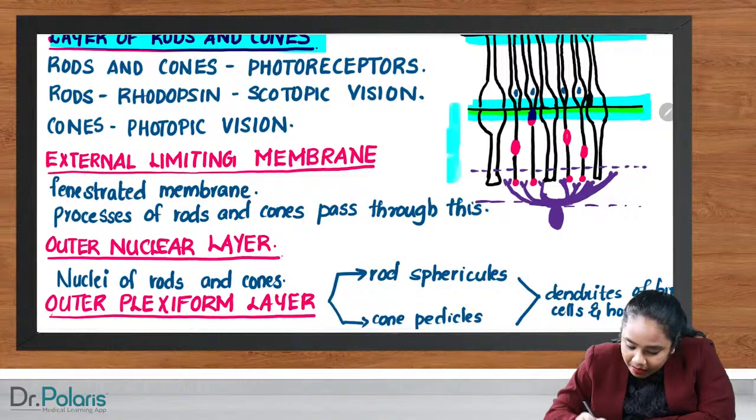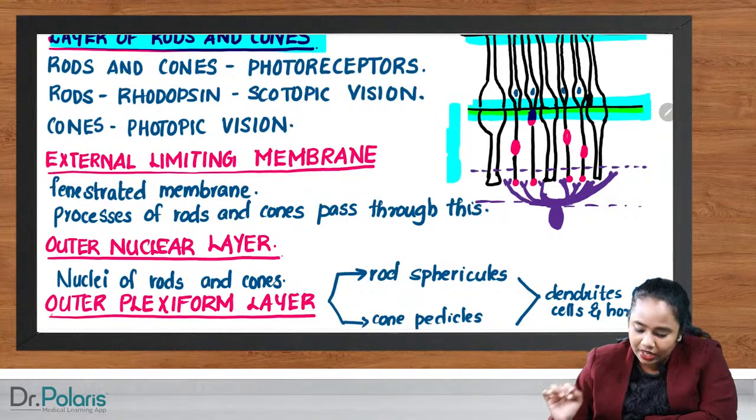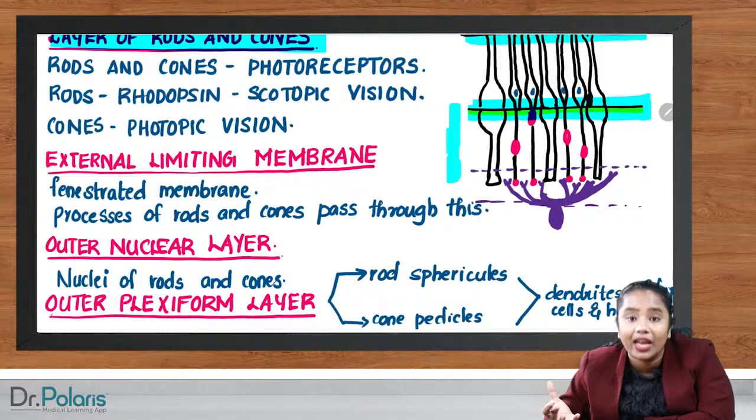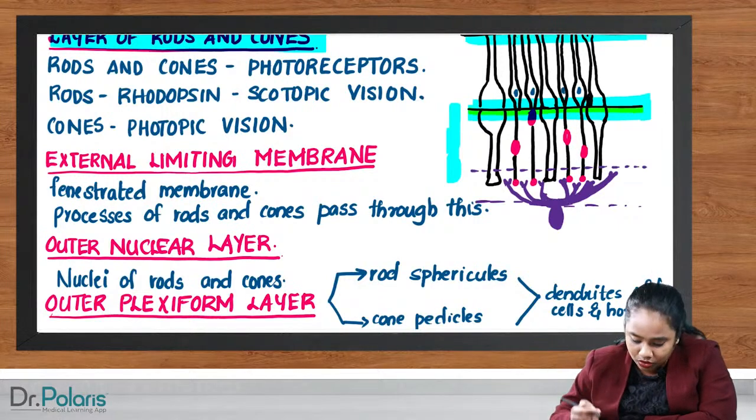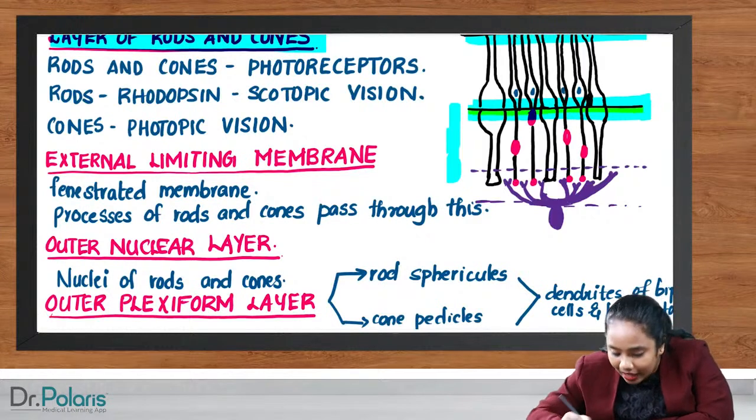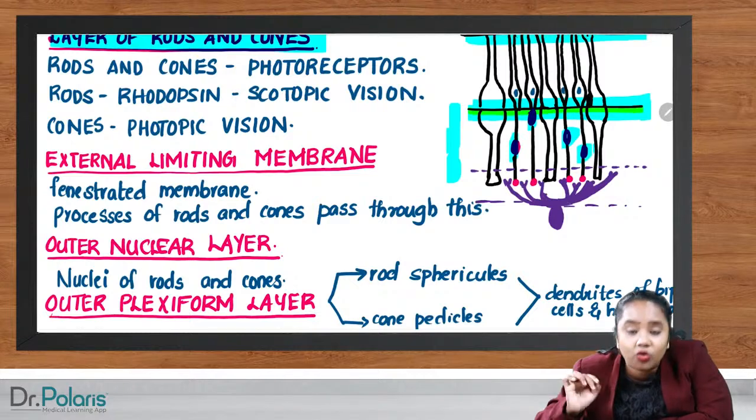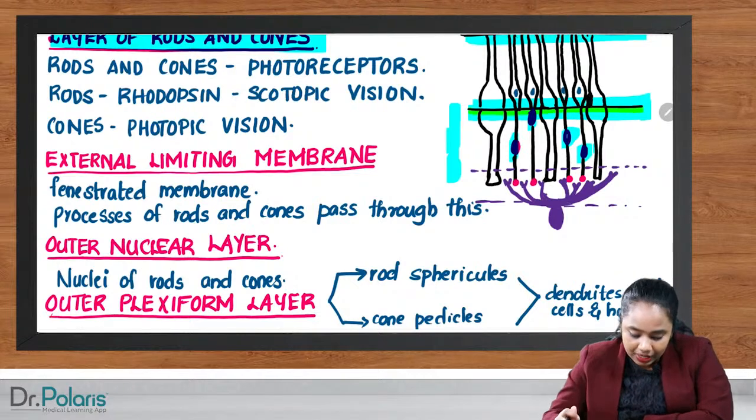After the external limiting membrane you have the outer nuclear layer. The outer nuclear layer generally contains the nuclei of the rods and cones. The name itself says it: there are nuclei of the rods and cones in the outer nuclear layer. You can see the nuclei present here, one nucleus here, here, and here. Nuclei of the rods and cones will be present there.